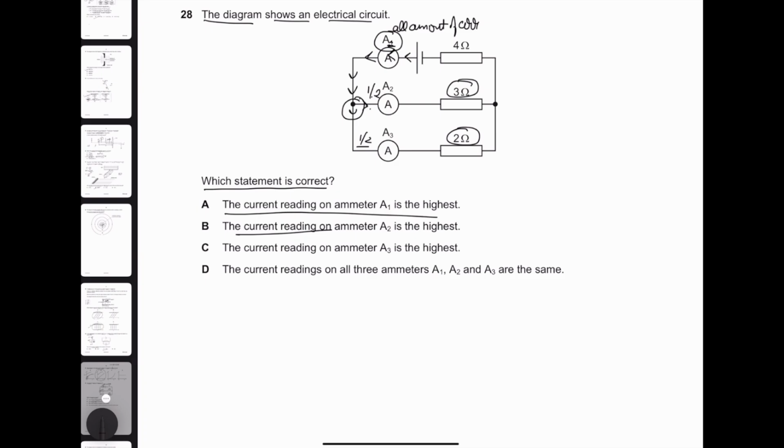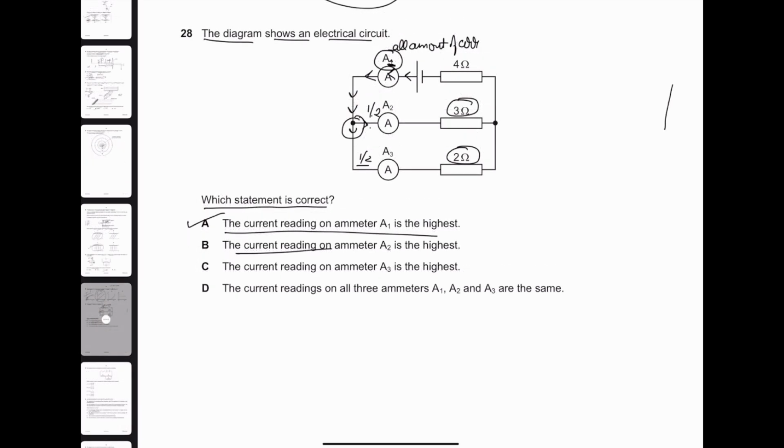I think all of us agree on this. Whatever the current at A1 was, at A2 it will be lesser and at A3 it will be lesser because it is splitting. It's a parallel circuit, right? So we can say A1 has the highest. Ammeter 1 has the highest current, so the answer should be A. Now, moving on to the next question.